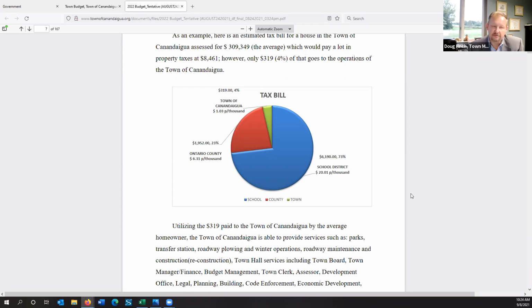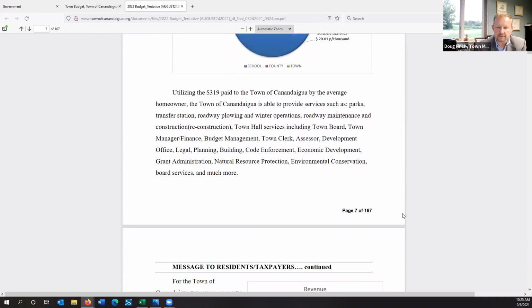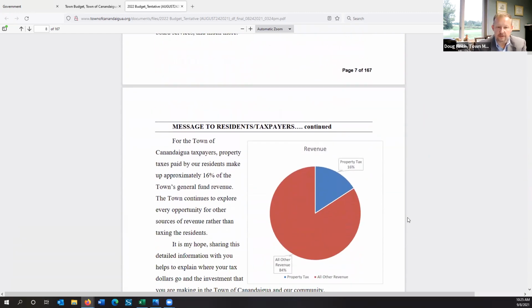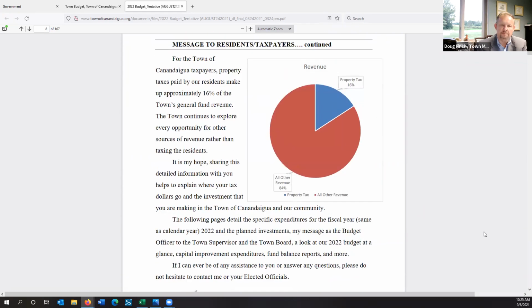But there's also the full services of the Town of Canandaigua Town Hall that are included in that $319. That would include your town clerk's office, the assessor's office, the development office, the office of home and community renewal associated with that. You've got the town manager's office with all the financial management, doing stuff like this, the sharing of communications, our monthly newsletter. That would all be included in that portion.